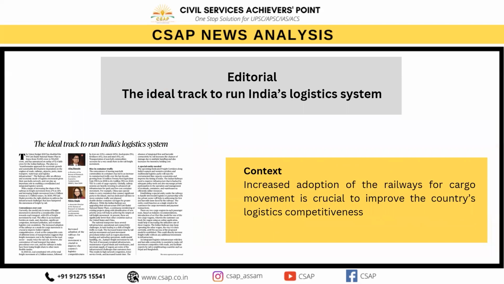The ideal track to run India's logistics system. So it's basically about the Indian Railways. Recently, the Union Budget 2023 has doubled the PM Gati Shakti National Master Plan to states to rupees 10,000 crore, and announced an outlay of rupees 2.5 lakh crore for the Indian Railways. Today, the railways, which is a pan-Indian network, offers an efficient and economic mode of logistic movement, enabling a coordinated and integrated logistic system.